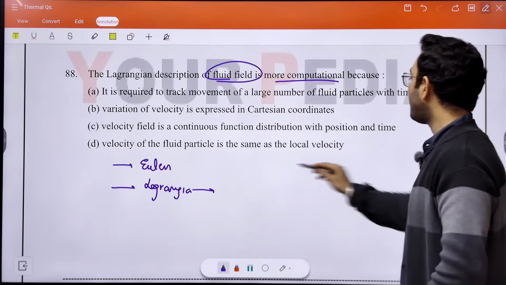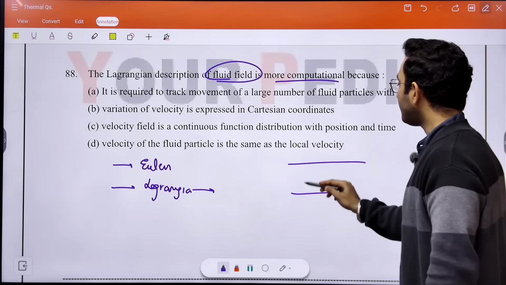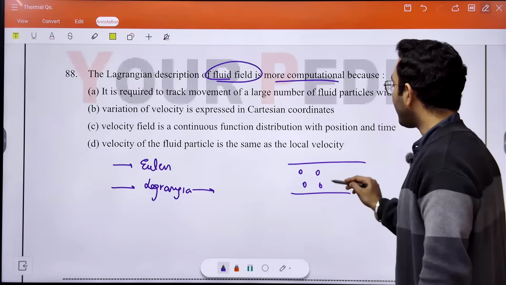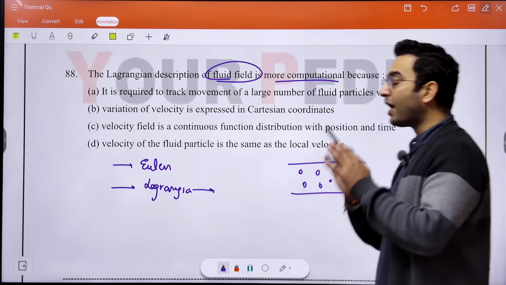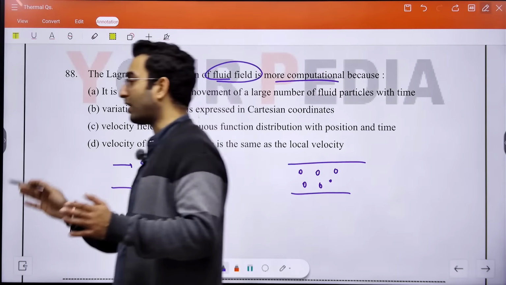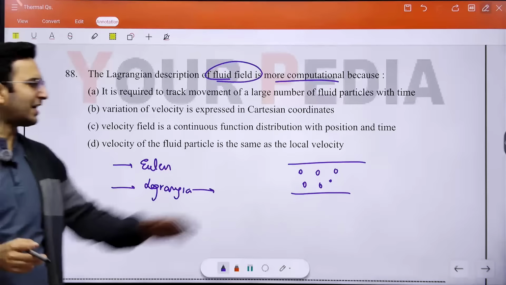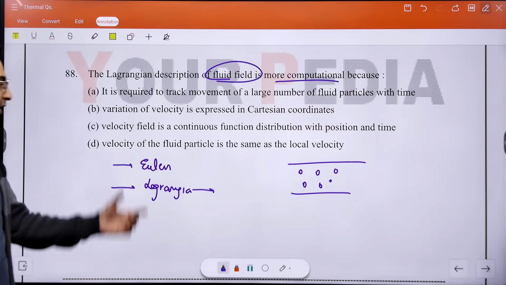If you have a simple pipe, let us say, in that case we may have different atoms and molecules here. They are having a random motion also. So we have to collect a large number of data here. We have to track the large number of data over the period of time. So that is a very cumbersome approach for liquids.